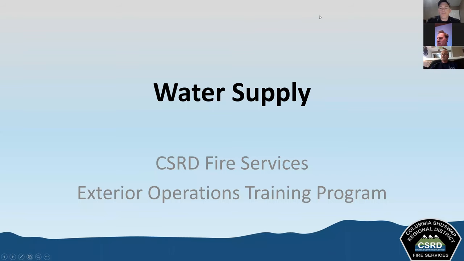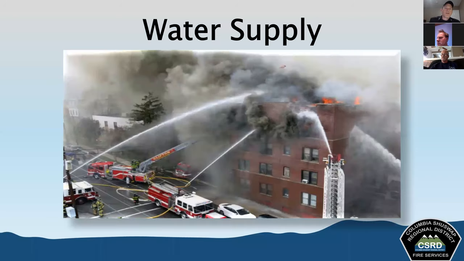Okay, folks, so today's topic: water supply. The primary objective of what we do is to get water onto the fire. By putting water on the fire, we're going to cool the fire and extinguish it. And water is the most common extinguishing agent that we use in any fire department.